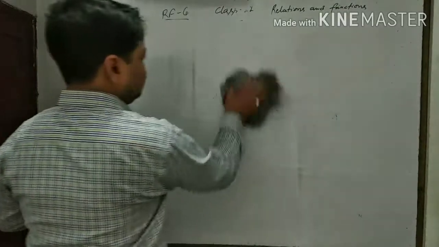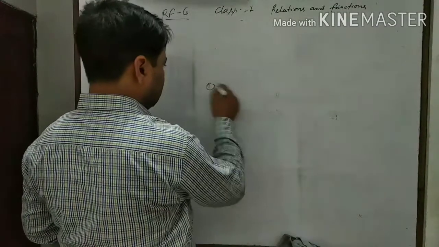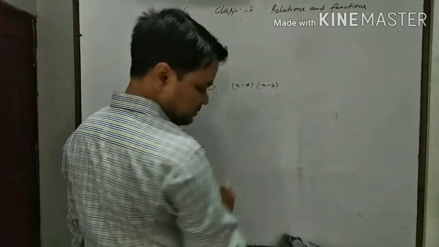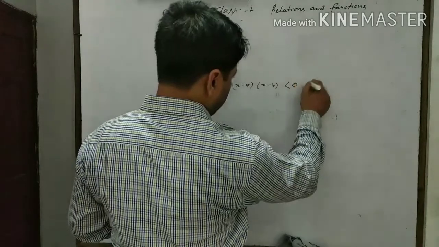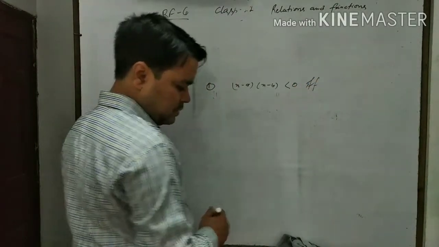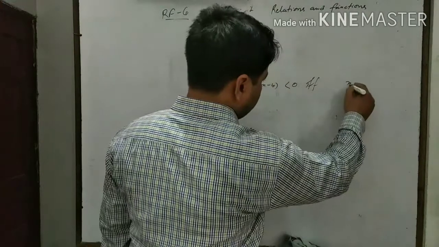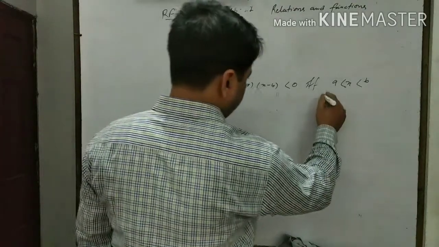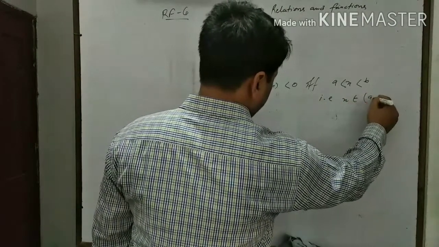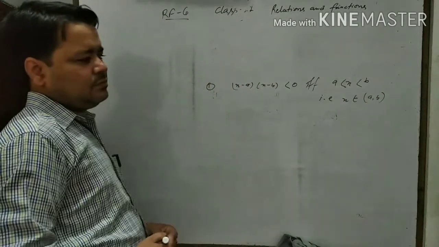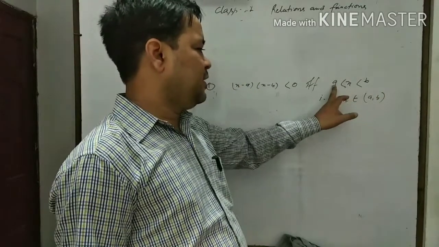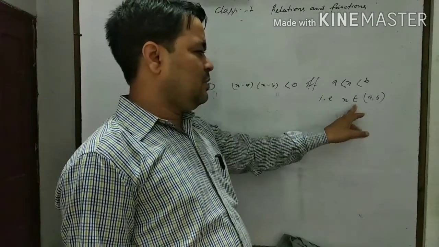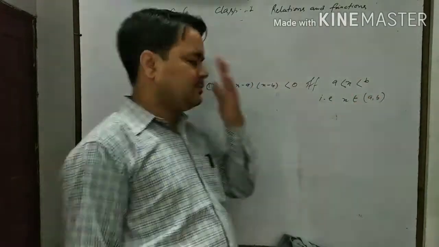It is also important. The first one is what? If (x minus a)(x minus b) is less than 0, this is the condition when the value of x should be greater than a but less than b. It means here x belongs to (a, b). Why? Because a is not included and b is also not included. Therefore, x will be in the form of the open interval (a, b).